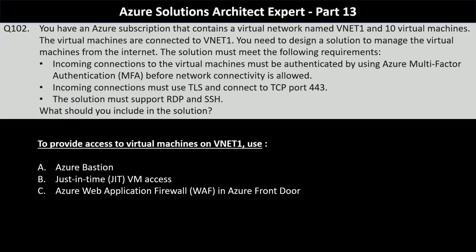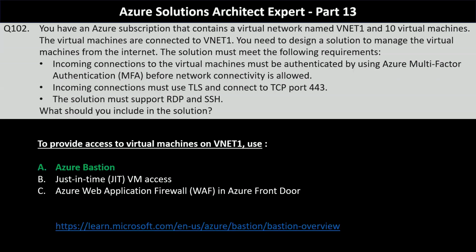Again, the first part of the question is talking about to provide access to virtual machines on VNet1 use. Your options are Azure Bastion, just-in-time VM access, Azure Web Application Firewall in Azure Front Door. And friends, you should use Azure Bastion here as it provides secure and seamless RDP or SSH connectivity to virtual machines directly from the Azure portal over TLS.